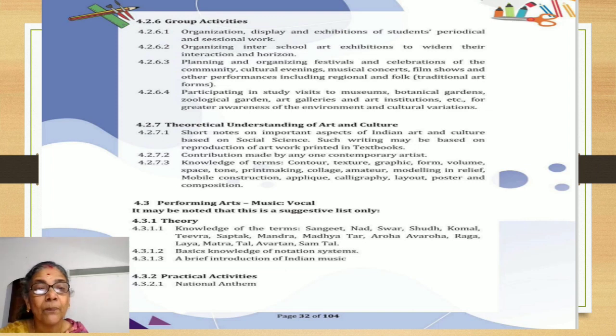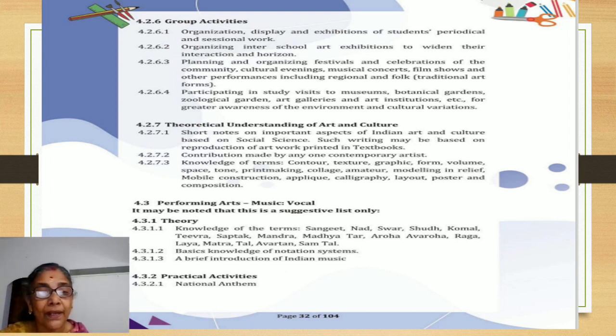Here go to 4.2.7, that is theoretical understanding of art and culture. Theoretical understanding of art and culture is short notes on important aspects of Indian art and culture based on social science. Such writing may be based on reproduction of artwork printed in textbooks and the contribution made by any contemporary artist. A contemporary artist's contribution can also be taken as a project. So they all come under 4.2.7. And knowledge of terms: contour, texture, graphic, form, volume, space, tone, print making, like that it goes. Then comes performing arts, music, that is vocal. It may be noted that this is suggestive. All this list is suggestive only.